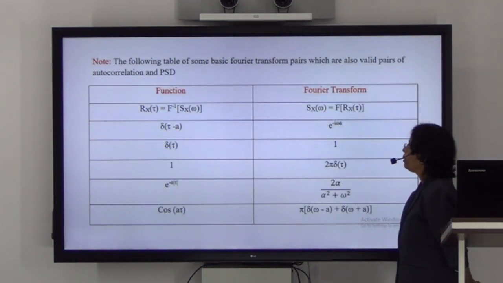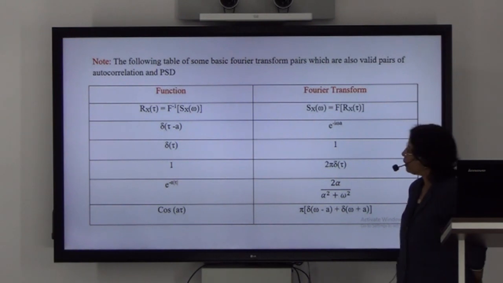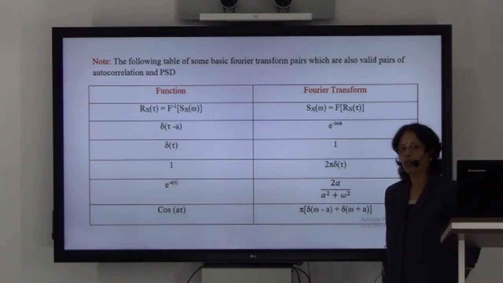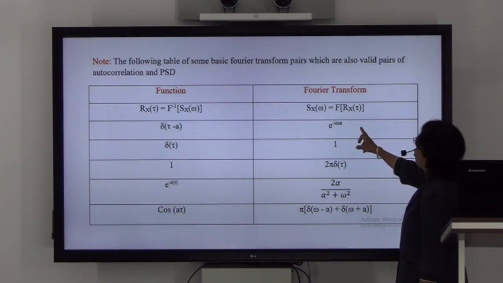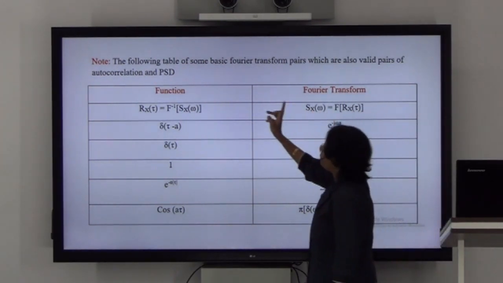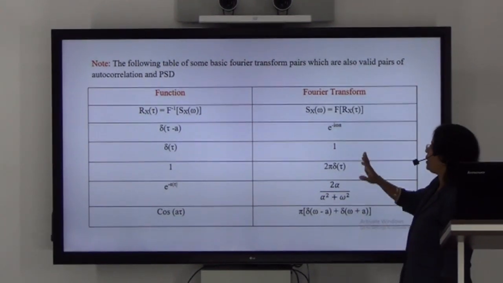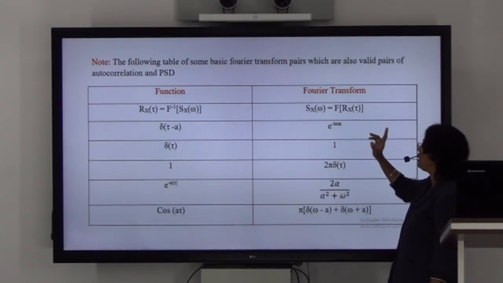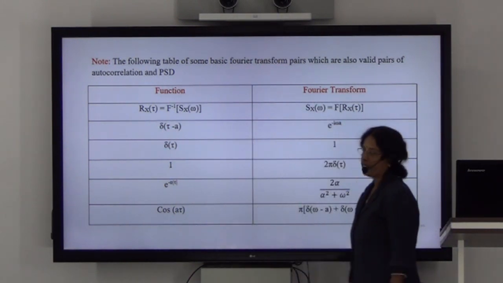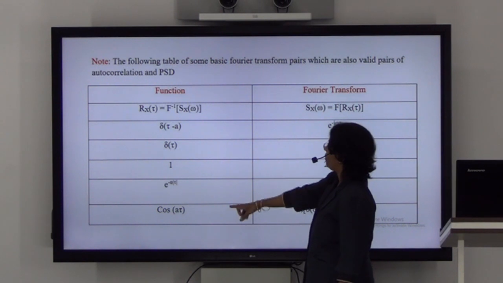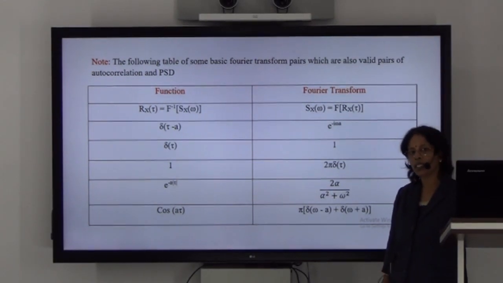The following table gives some Fourier transforms of functions and their inverse Fourier transforms. These are applicable in the problems which are to be discussed. So, you see S x is the Fourier transform of the autocorrelation function, and R x is the inverse Fourier transform of the power spectral density function. By definition, the power spectral density function is nothing but the Fourier transform of the autocorrelation function, and its inverse transform gets back the autocorrelation function. These are some of the functions where the Fourier transform and its inverse transform are given.